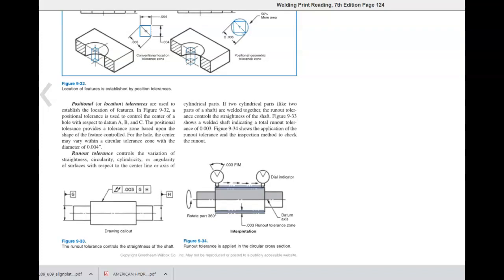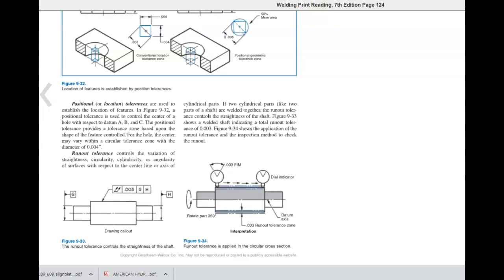In figure 9-32, a positional tolerance is used to control the center of a hole with respect to datum A, B, and C. The positional tolerance provides a tolerance zone based upon the shape of the feature controlled. For the hole, the center may vary within the circular tolerance zone with a diameter of 0.004 inches.